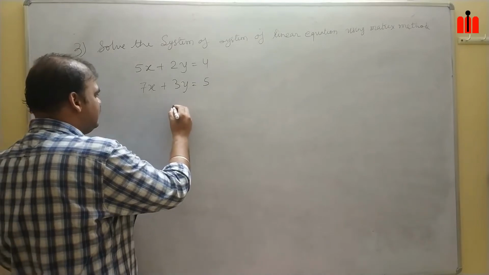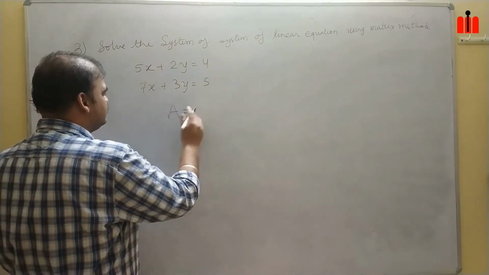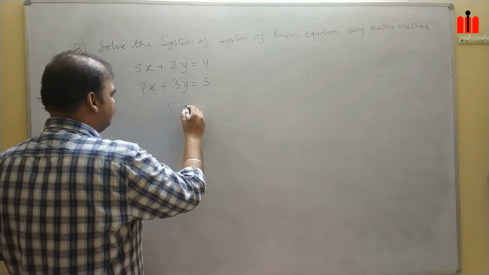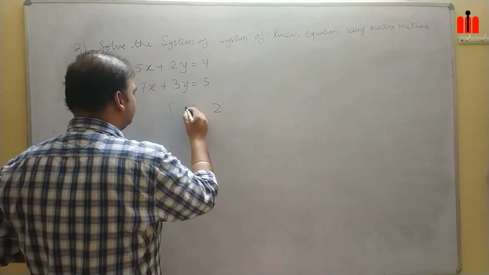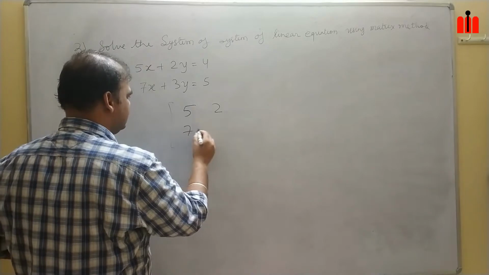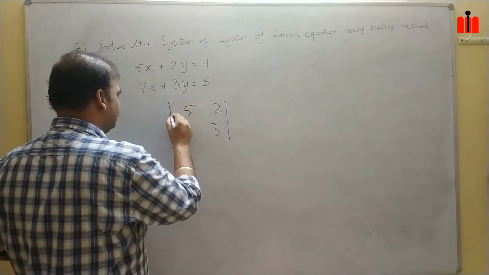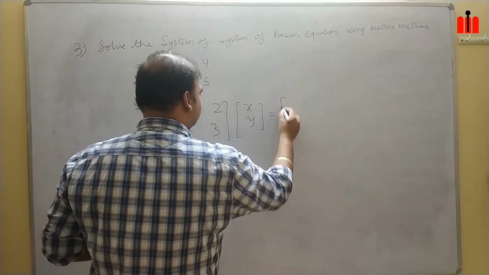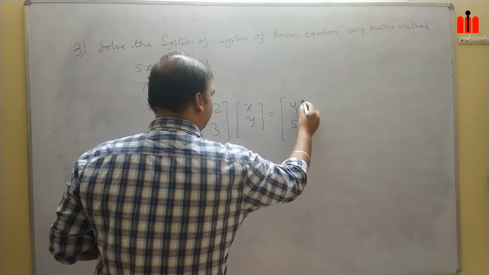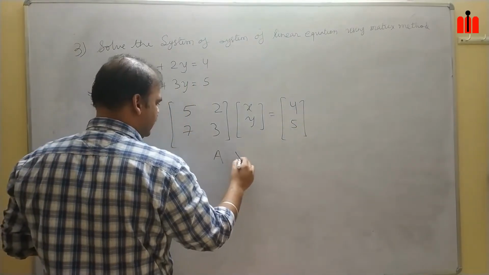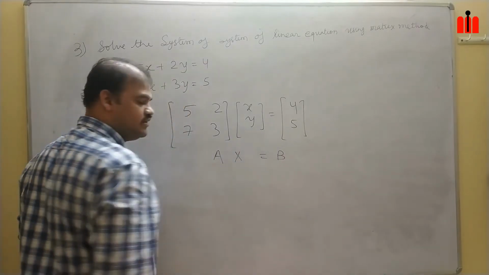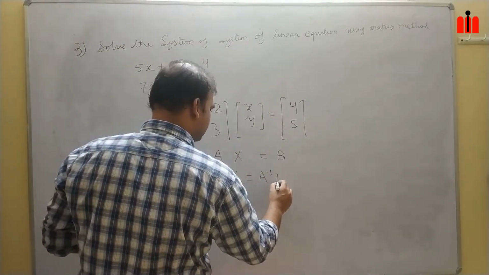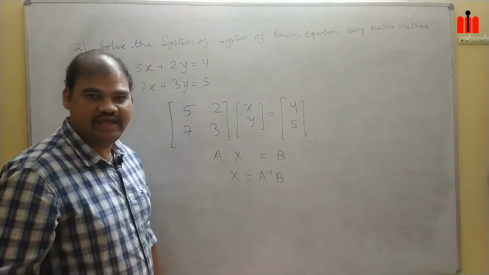So what is the A matrix for me in this? First let me write it in matrix form: 5, 2, 7, 3 into x, y equal to 4 and 5. It is in the form Ax equal to B, right? So x will be equal to A inverse into B. So we have to find A inverse.